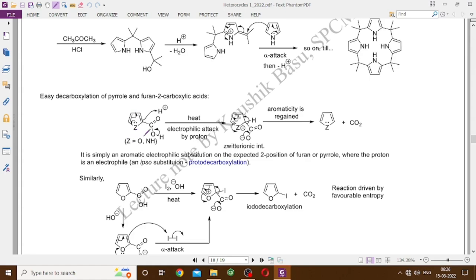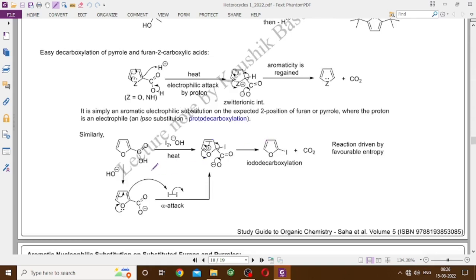If you heat these molecules, then it undergoes the proto-decarboxylation, where proto means proton is the electrophile and the leaving group is carbon dioxide molecule. So this undergoes proto-decarboxylation and aromatic electrophilic substitution, precisely an ipso substitution, to give you the corresponding 5-membered heterocyclic ring where a hydrogen has replaced this CO2H group, and you get from pyrrole 2-carboxylic acid you get pyrrole, from furan 2-carboxylic acid you get furan.